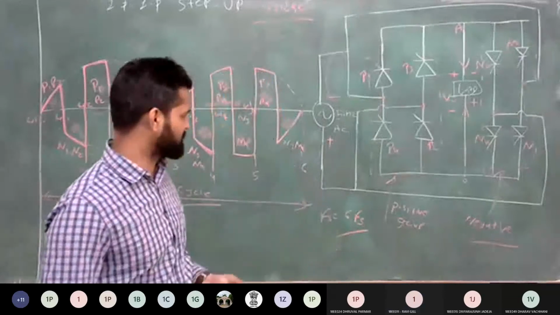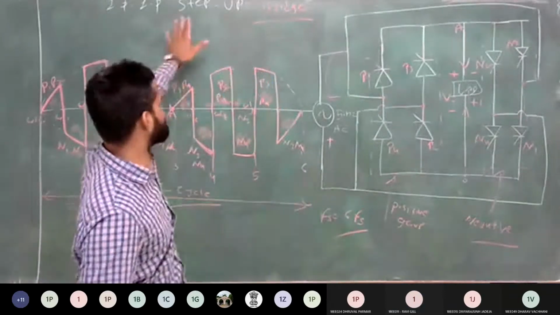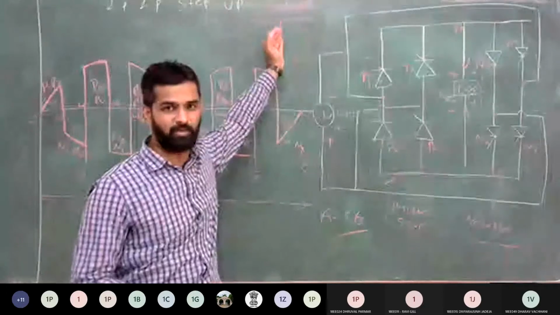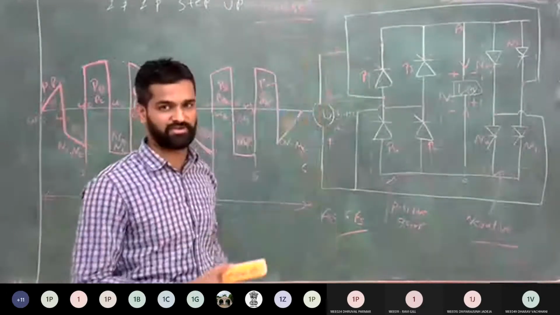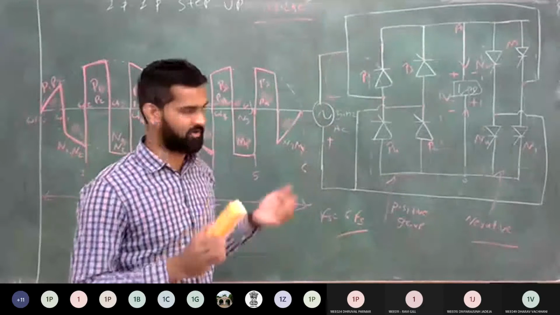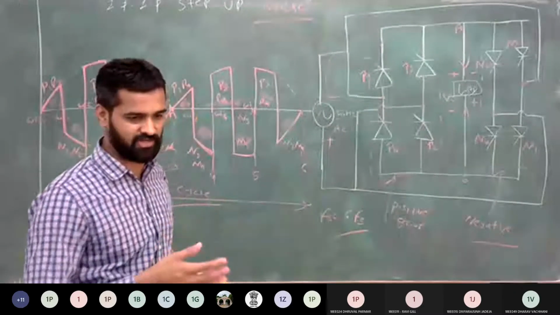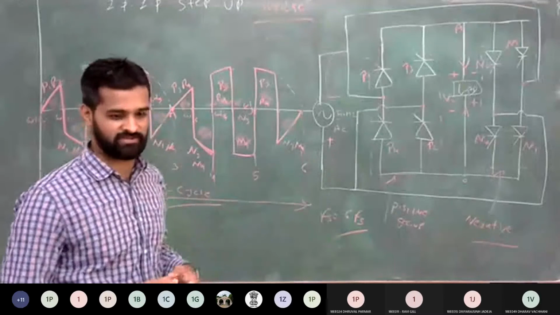So here I stop this lecture. In the next lecture, we will see the step down cycloconverter with the same configurations, midpoint as well as bridge configuration. Clear? I hope all of you understand this. If you have any doubt, you can ask the question. Otherwise, here I stop this lecture.